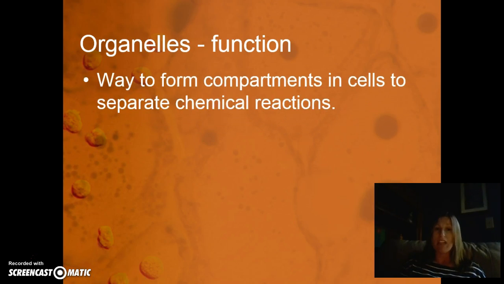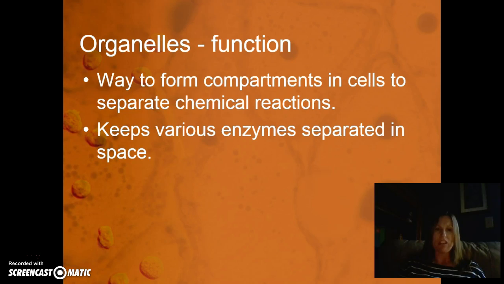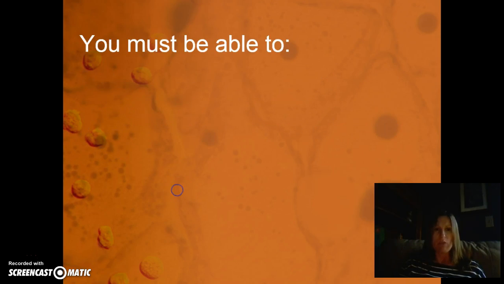Oh, here we go. So it's a way to form compartments in cells to separate chemical reactions. What a huge evolutionary advantage that we as eukaryotes have, because bacteria, prokaryotic cells, do not have membrane-bound organelles. So we as eukaryotes have the ability to separate those chemical reactions so they don't interfere with one another. In addition to that, it keeps various enzymes separated in space so that they are not competing with one another, let alone interfering with one another.